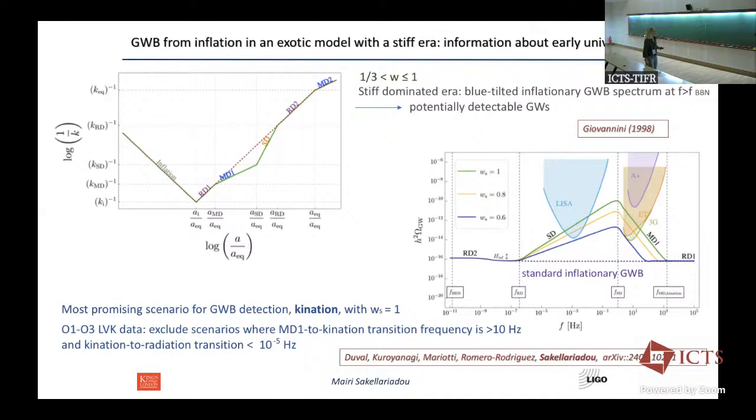So already from the LIGO data we can put constraints on models where the kination frequency is above 10 Hertz. The matter-dominated to kination transition is above 10 Hertz, and the kination to radiation transition has to be smaller than 10 to the minus 5 Hertz. So already from the data we have, we can put constraints on the duration and the position of this stiff equation of state, which means I can put constraints on particle physics models.